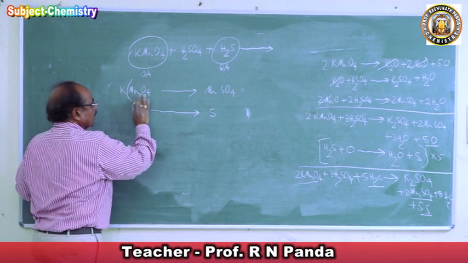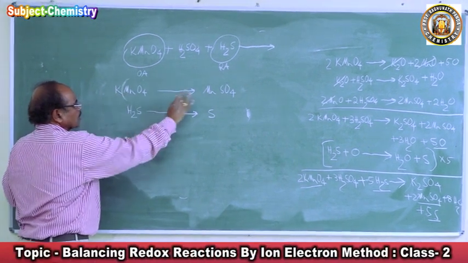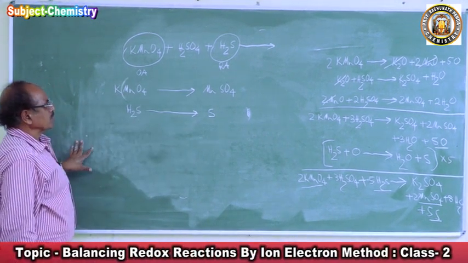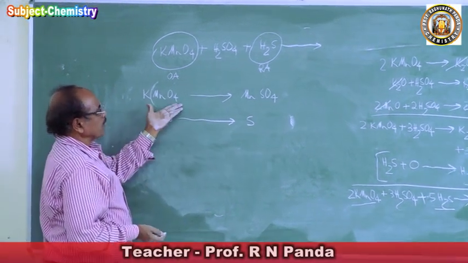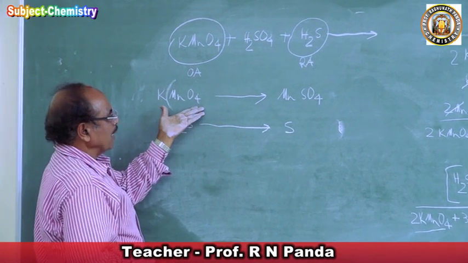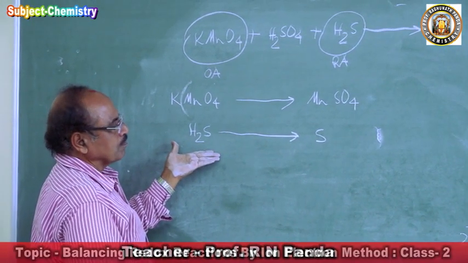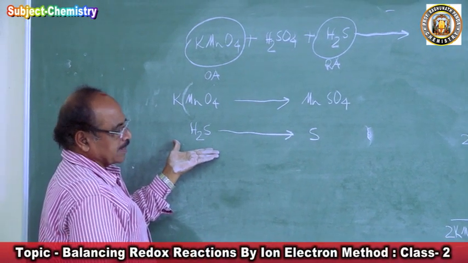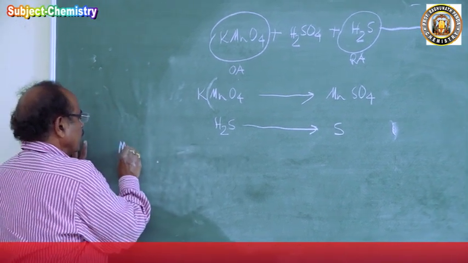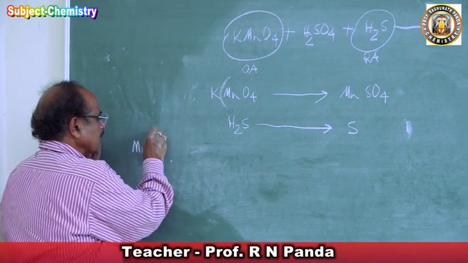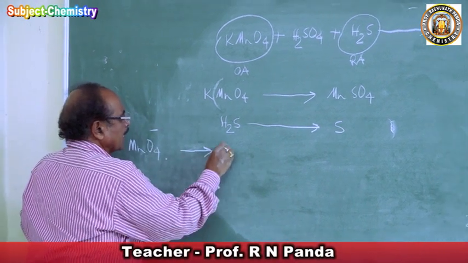So we found out the oxidized and reduced state of the substances. Then we will write them in the ionic form. We will represent this in ionic form, and we will represent this in ionic form. Second, MnO4 minus, the oxidizing agent, is forming Mn plus 2.